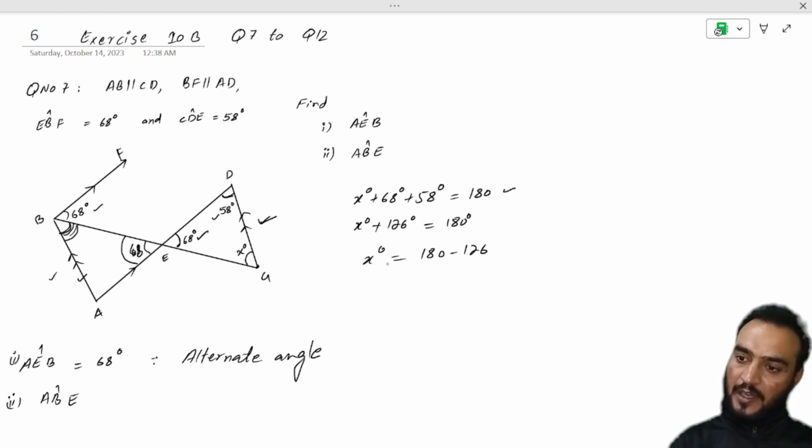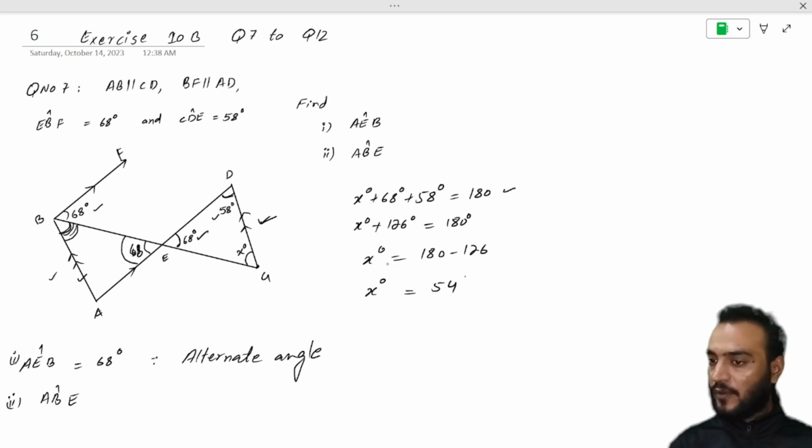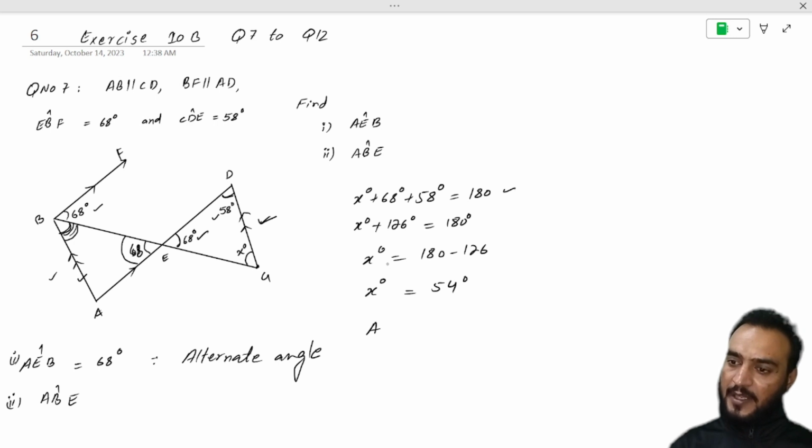So the value of x degrees now is 54 degrees. And the angle ABE is equal to x degrees because of alternate angles.